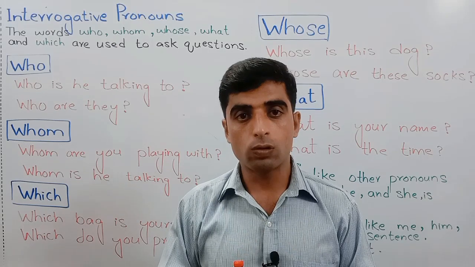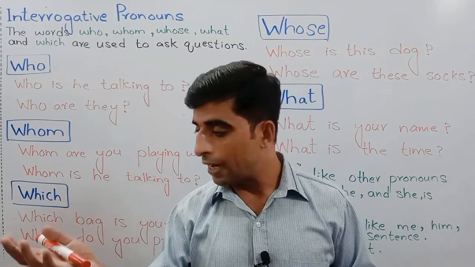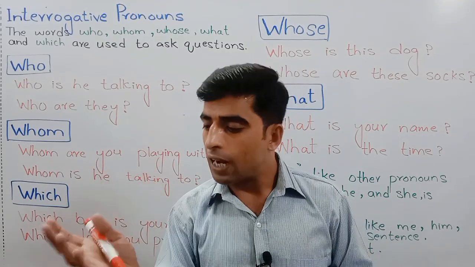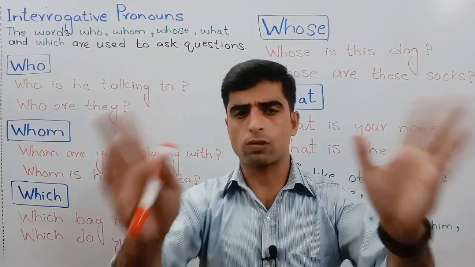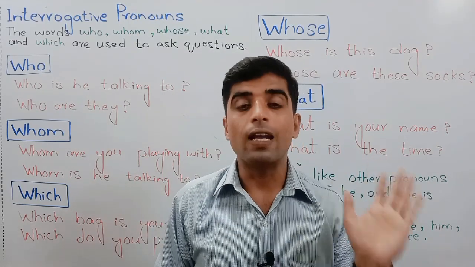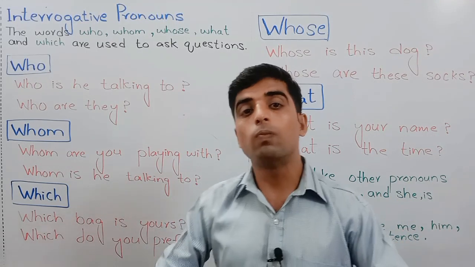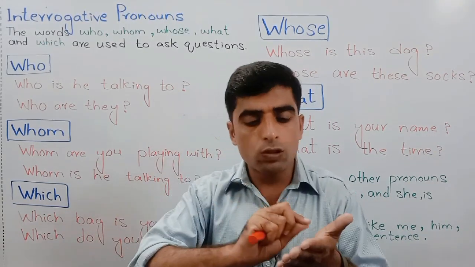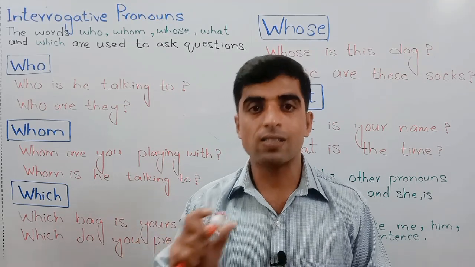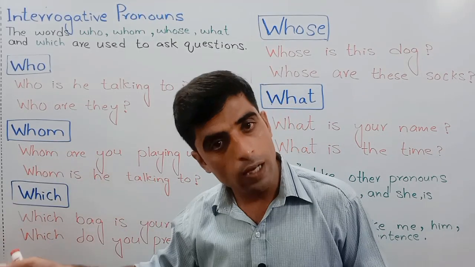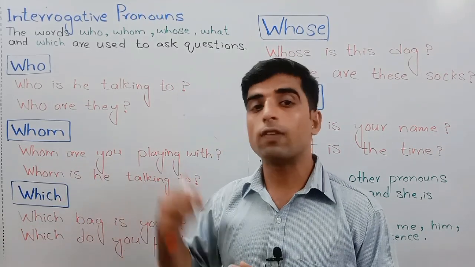They are relative pronouns. So what's the difference between an interrogative pronoun and a relative pronoun? Normally, interrogative pronouns simply ask questions. They are used to ask questions. And relative pronouns are used to modify nouns. In simple terms, whenever you observe, they are used to make relative clauses, or in simple words, adjective clauses that modify a noun, because an adjective modifies a noun.